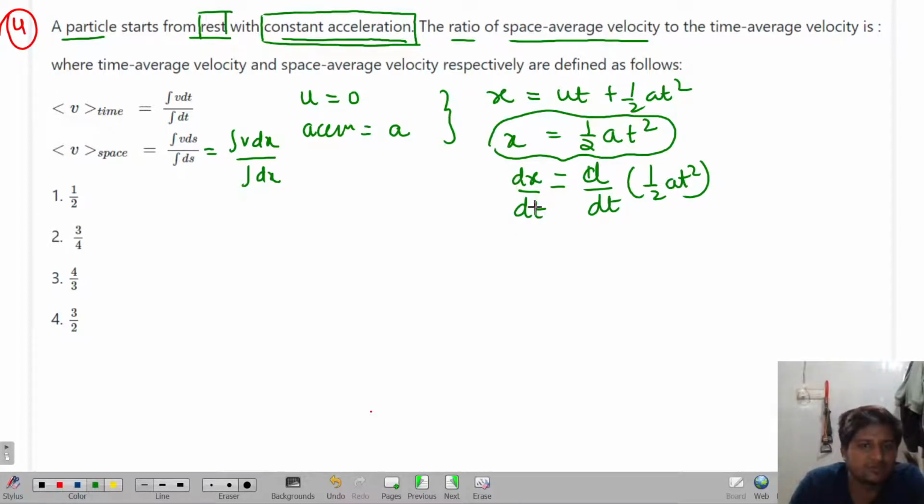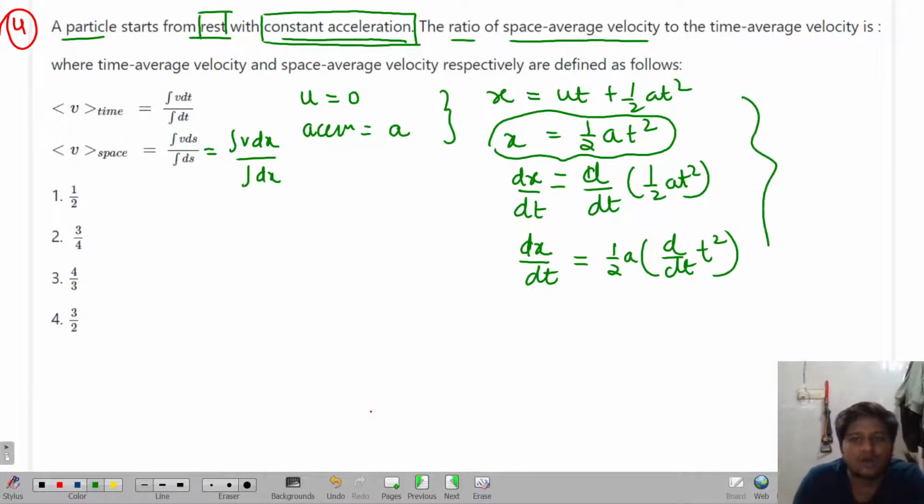So when I am differentiating this x and the RHS also with respect to time, it will be dx by dt. This will be equal to d by dt of half a t square. Now what will it be? dx by dt will be equal to half outside. Acceleration is constant also. Look over here, it is given constant acceleration. A comes outside. This is d by dt of t to the power of 2.